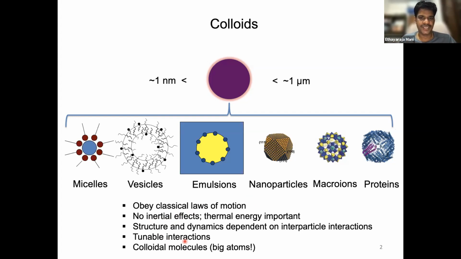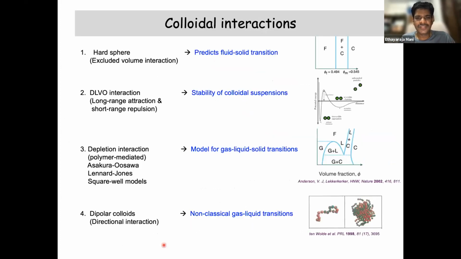They are big enough that you can actually see them in real space, with confocal microscopy or optical microscopy. At the same time, they are small enough that they are subjected to Brownian motion, and you could also tune the interactions. Because of these features, people associate colloids with big atoms, because you could make them assemble and crystallize. You can make gels out of them. Whatever you do with an atomic or molecular system, you could very well do the same thing with colloids as well.